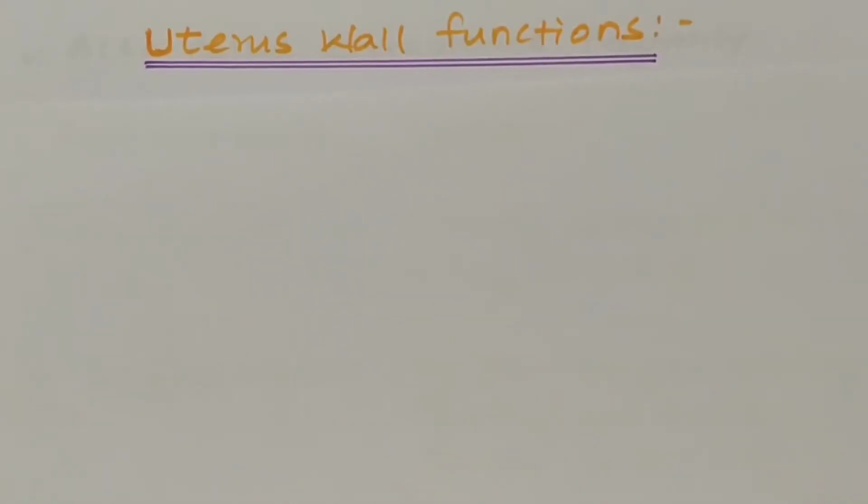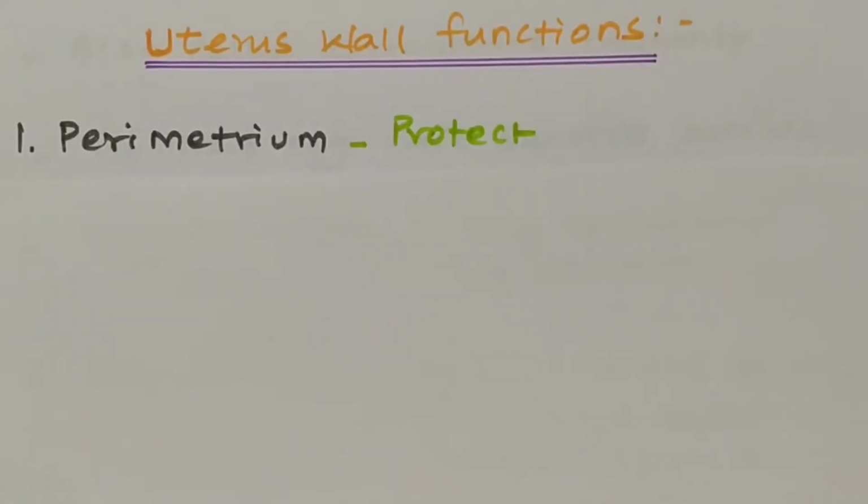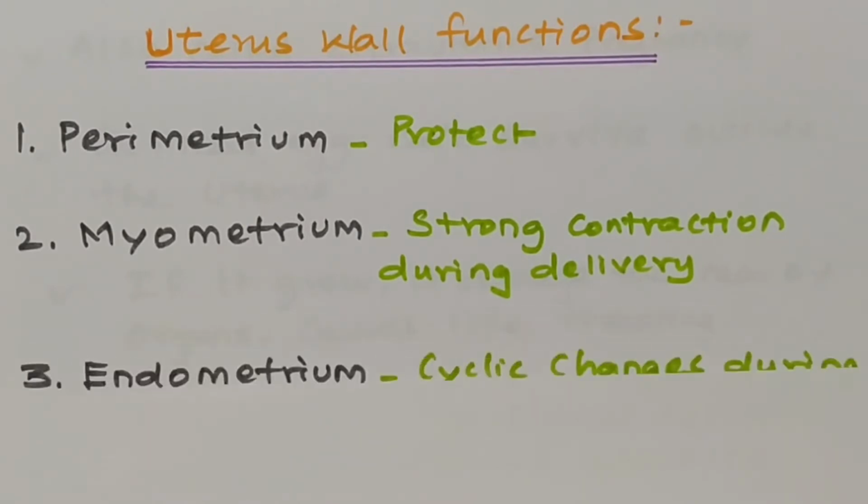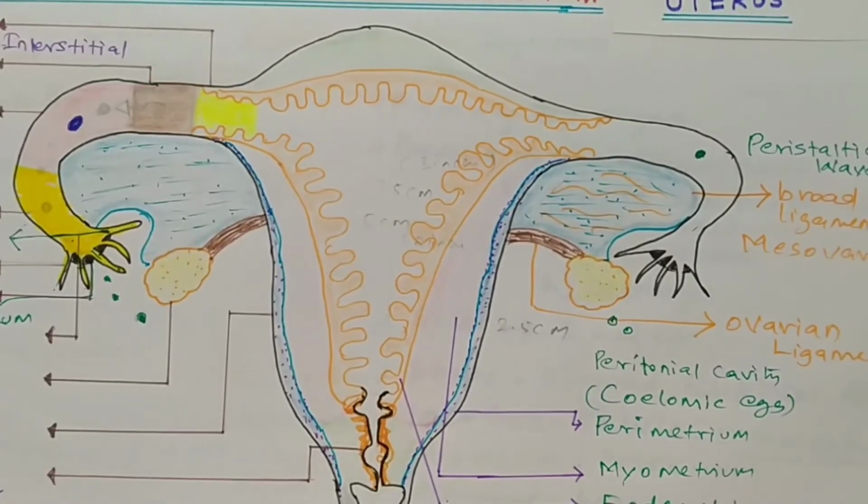The uterus wall functions: the perimetrium is responsible for protection, the myometrium is responsible for strong contraction at the time of delivery, which is commonly called labor pain, and the endometrium undergoes cyclic changes during the menstrual cycle. Now let us look at the parts of the uterus.